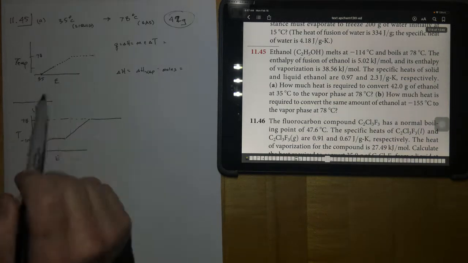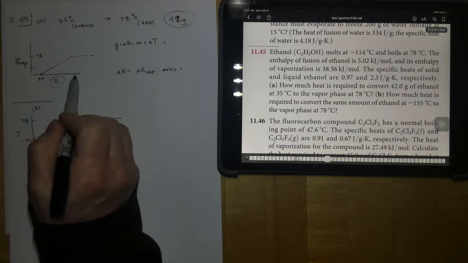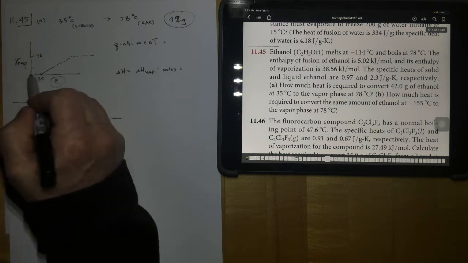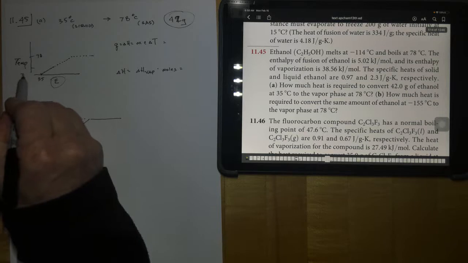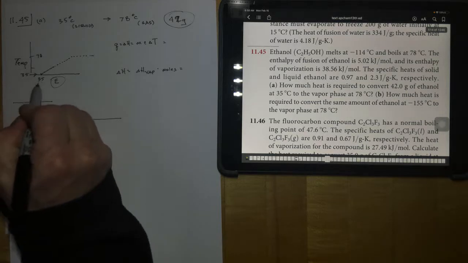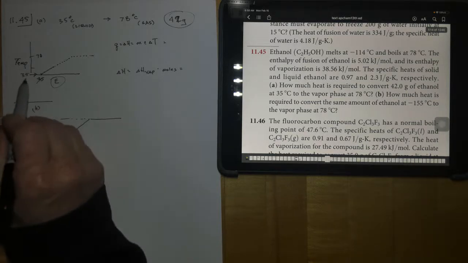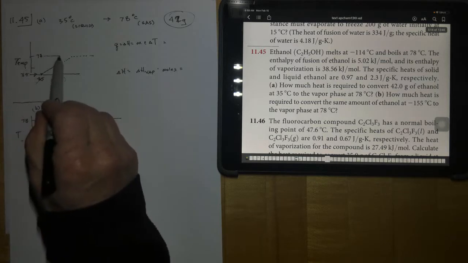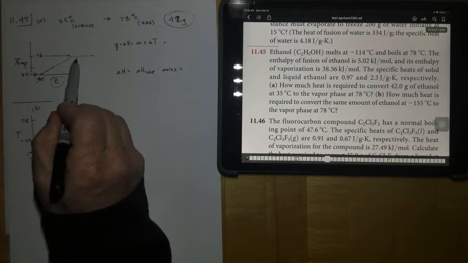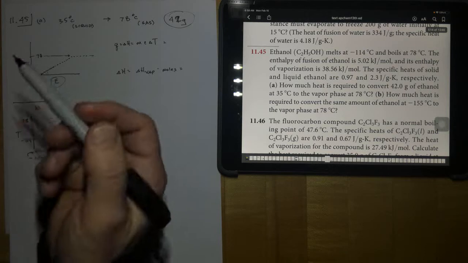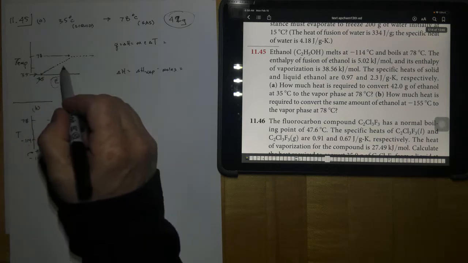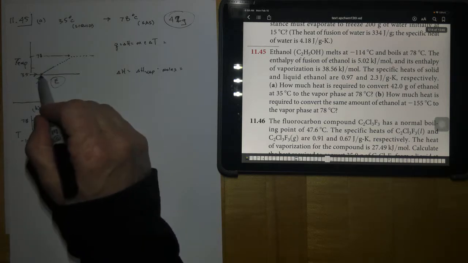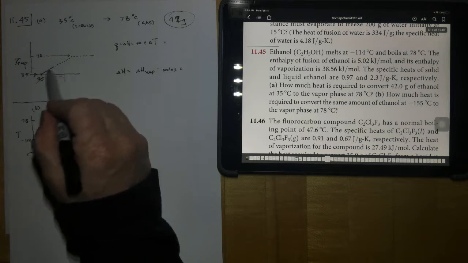So if we graphically represent this, here's the amount of energy on the horizontal axis, here's the temperature on the vertical axis. We're starting at 35 degrees, it should be right here. And then we're going to heat it up to 78, and at 78 it's going to boil, or change to a gas, vaporize. So completely vaporized throughout the liquid. And so this is going to involve a temperature change.